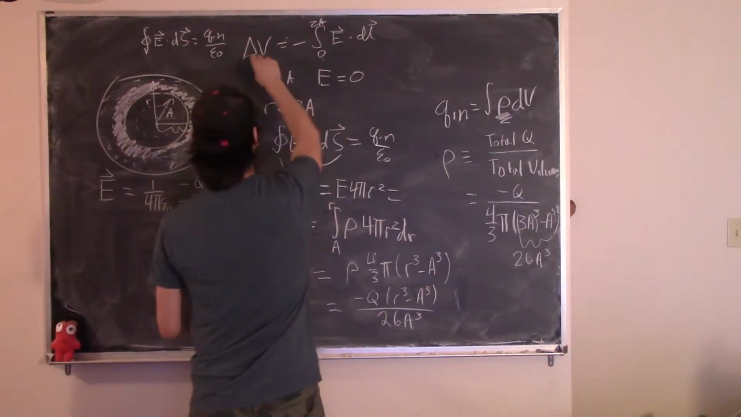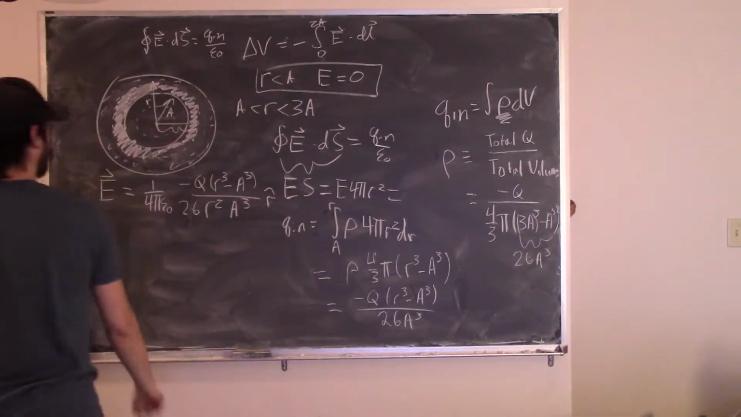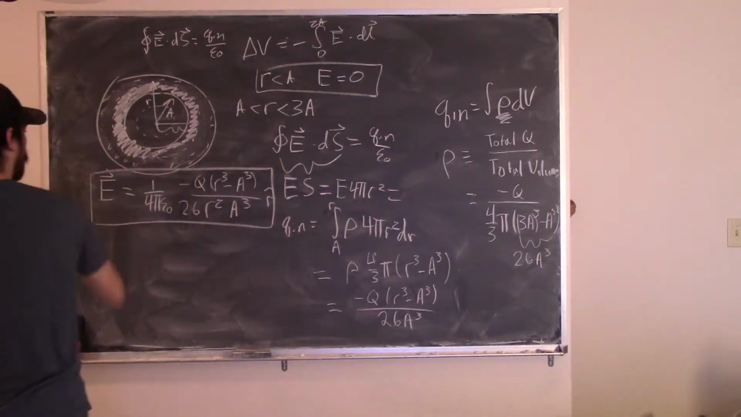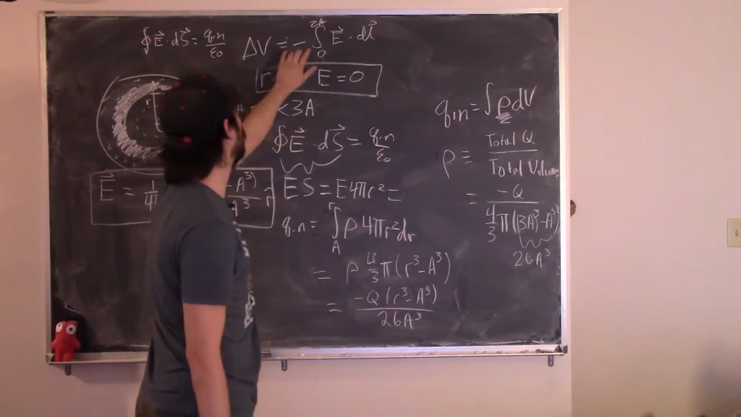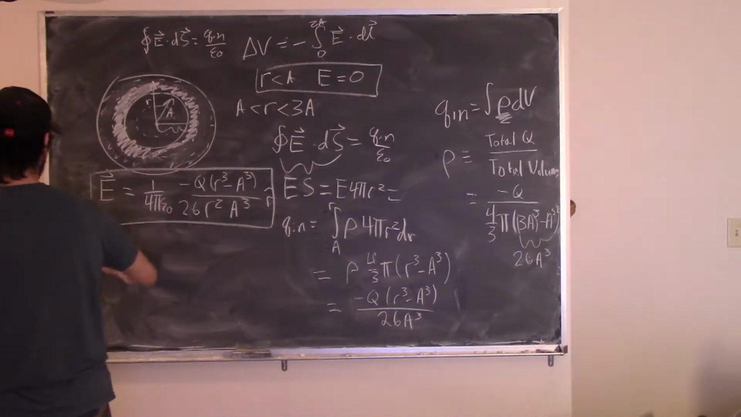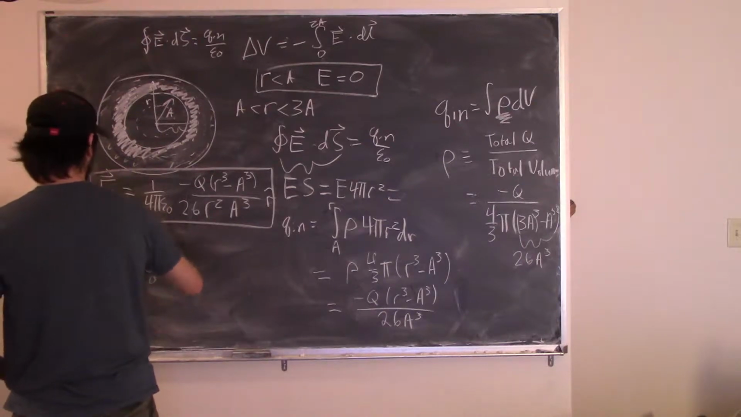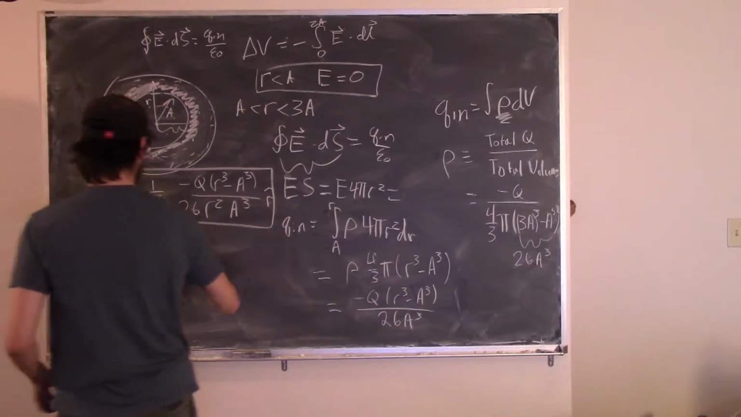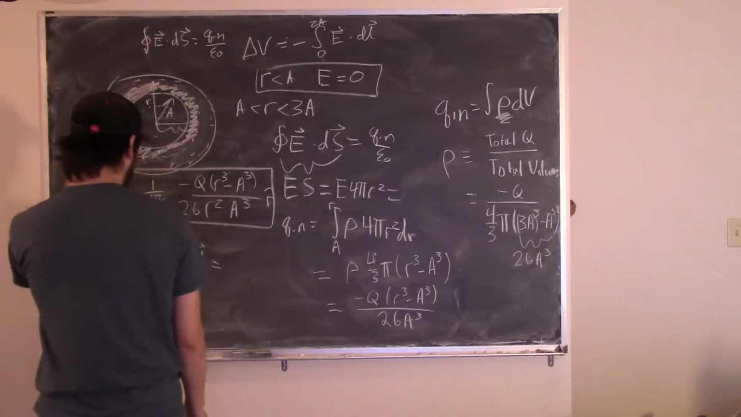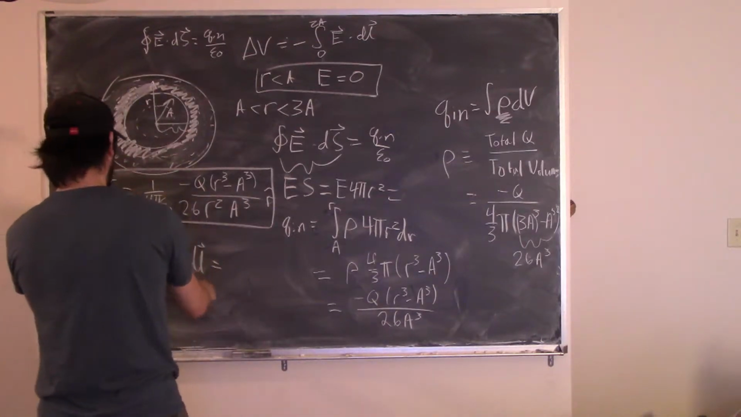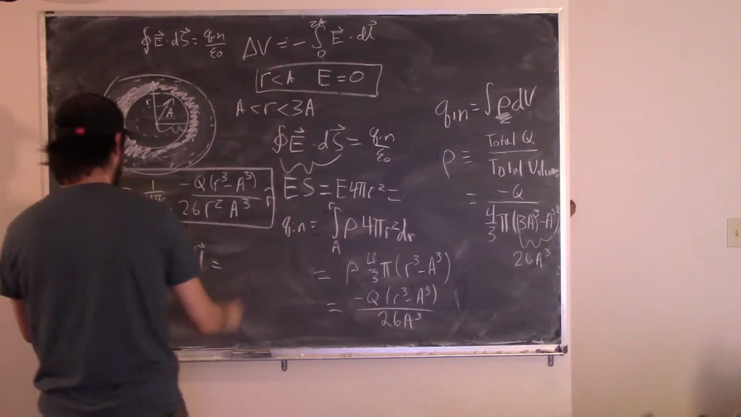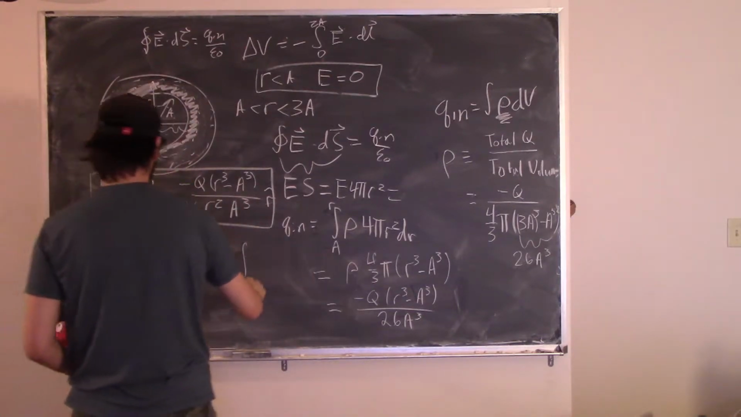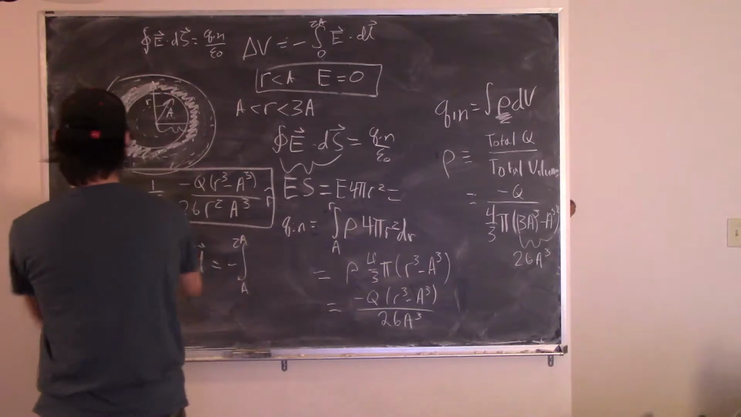We know in the region r is less than a, E is equal to 0. In the region r is between a and 3a, this is the electric field that we have. And so then we can use those two electric fields to evaluate the difference in electric potential. So delta V is going to be equal to the negative integral from 0 to 2a of E dot dl. It's piecewise, right? But the portion where r is less than a, the electric field is 0. So really this is just the integral from a to 2a of this function here.